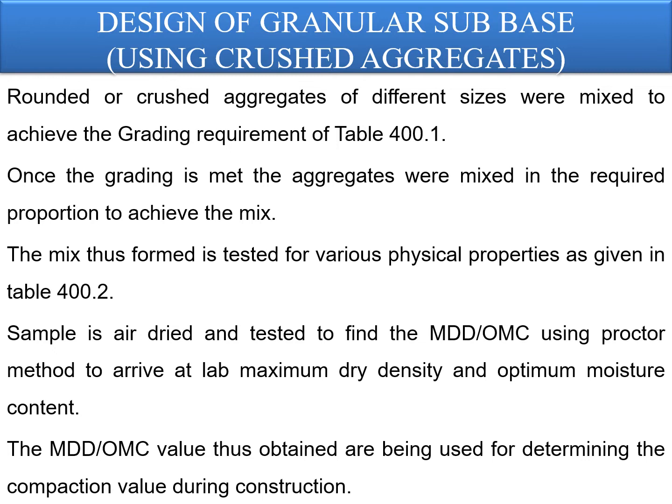Once the grading is met, the aggregates are mixed in the required proportions to achieve the mix. The mix thus formed is tested for various physical properties as elaborated in Table 400.2. Samples are air dried and tested to find the Proctor values using Proctor tools as per IS 2720 Part 8 to achieve the maximum dry density and the optimum moisture content. The values of MDD and OMC thus obtained are used in determining the compaction of the GSB material during the construction phase.